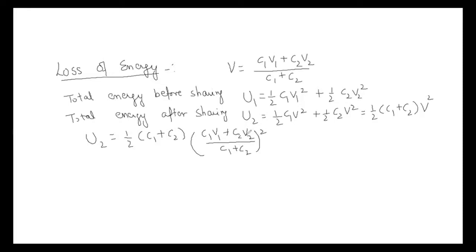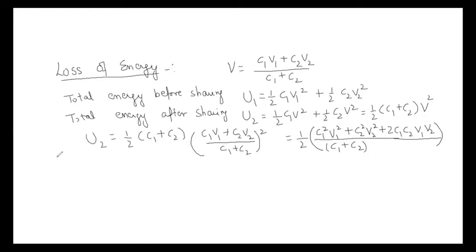Okay, on simplifying it, we get (C1 + C2) whole square, and in the numerator it is C1 + C2. This cancels out. So we get half, the denominator will be C1 + C2, and the numerator will be (C1V1 + C2V2) whole square, which is equal to C1² V1² + C2² V2² + 2C1C2 V1V2. So this is the energy after sharing of the charges.